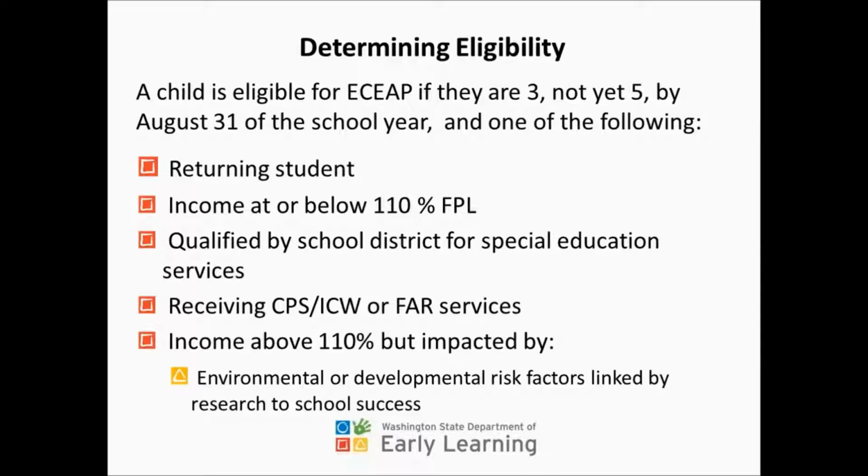They must also be one of the following: a returning student to ECAP, with income at or below 110% of the federal poverty level, qualified by their school district for special education services. A child with an individualized education program meets this requirement. From a family receiving child protective services, Indian child welfare, or family assessment response services, or with income above 110% of the federal poverty level, but impacted by environmental or developmental risk factors linked by research to school success. These 5 categories can make a child eligible for ECAP.